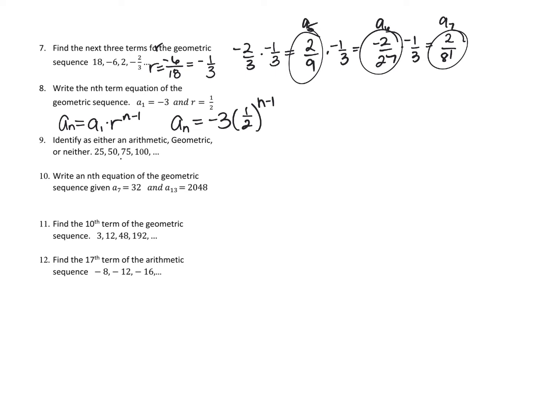Next, identify either as an arithmetic, geometric, or neither. 25, 50, 75, 100. We're adding 25 every time, not multiplying by anything. So when the pattern is adding a common difference, it's arithmetic.